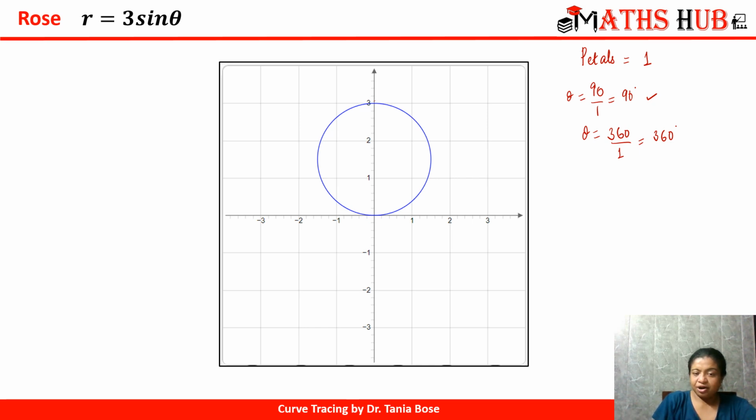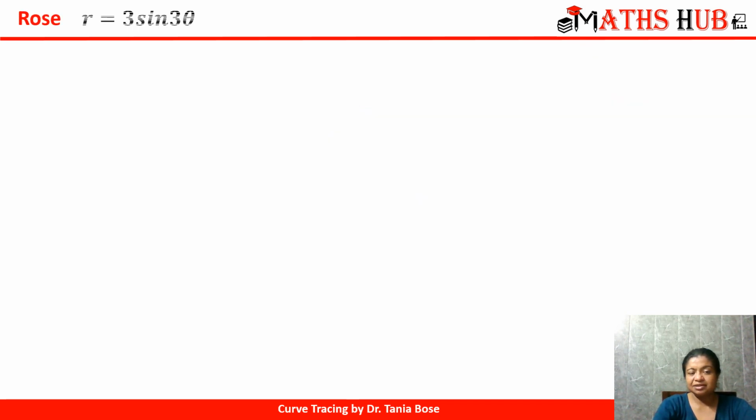The next thing you can observe is that it is completely circular. When the petals keep on increasing, you will see that the circle reduces to an oval shape. The next rose that we will study is r equal to 3 sine 3 theta. Here, the petals will be 3 in number. The first petal will occur at 90 by 3, that is 30 degrees, and the next leaves will occur at a shift of 360 by 3, that is 120 degrees.